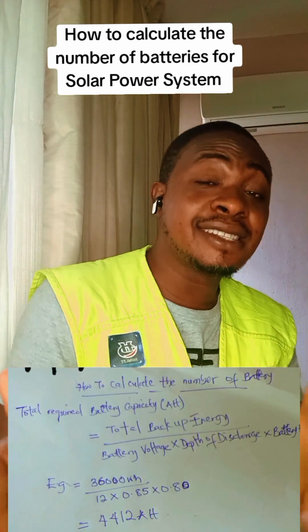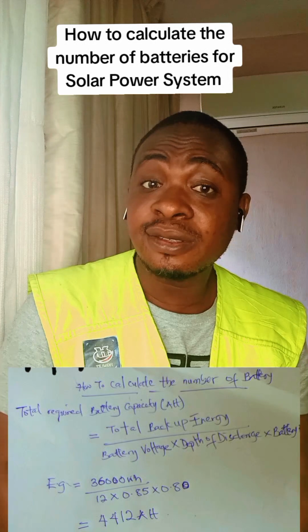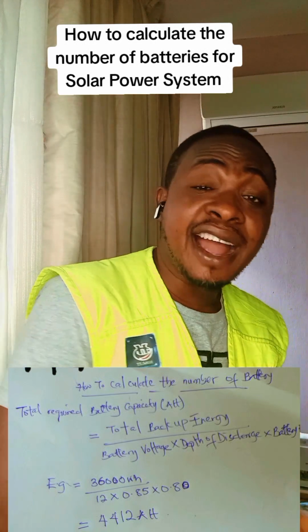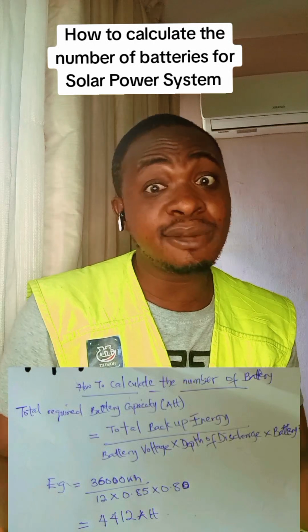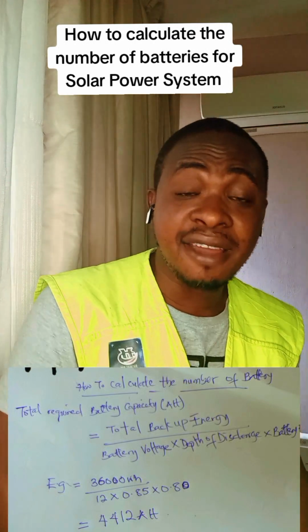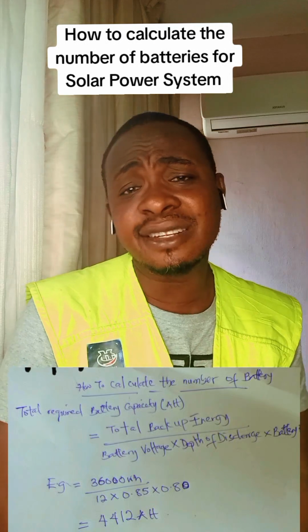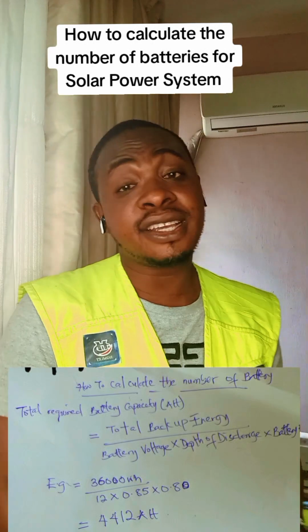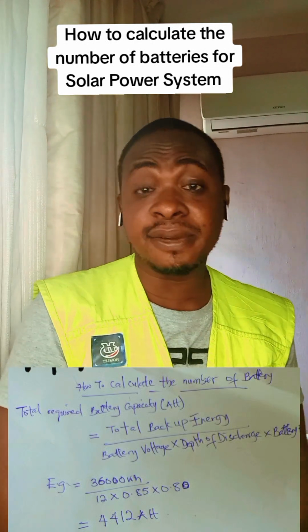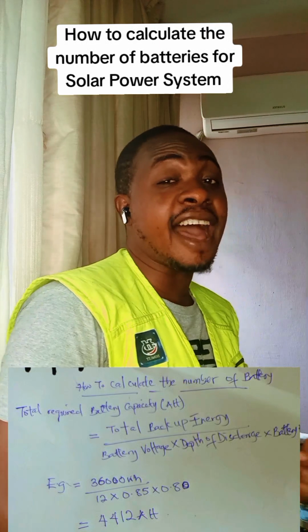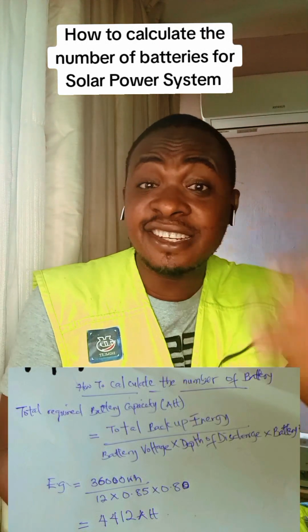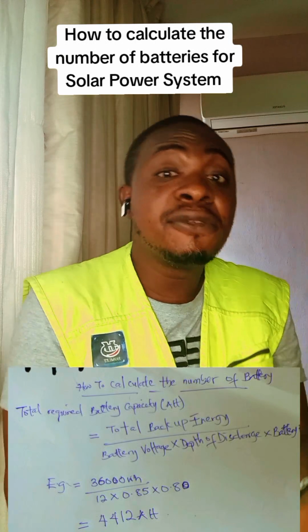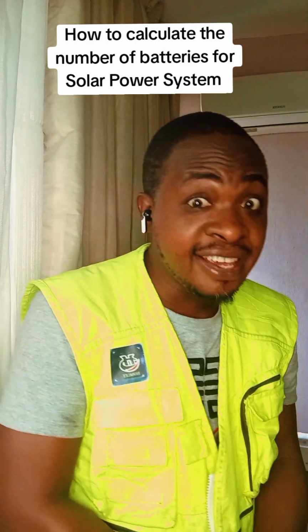We divide 36,000 watt hours by 12 volts. We divide it by the battery efficiency, let's assume that is 0.85. And we also divide it by the depth of discharge we're using, which is 0.80. That is 80%. So this is how far the battery can discharge before it is charged up again.